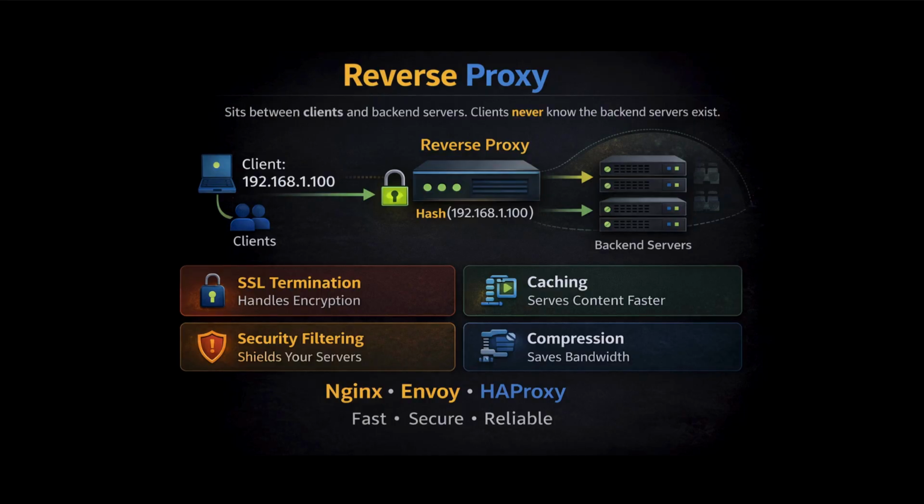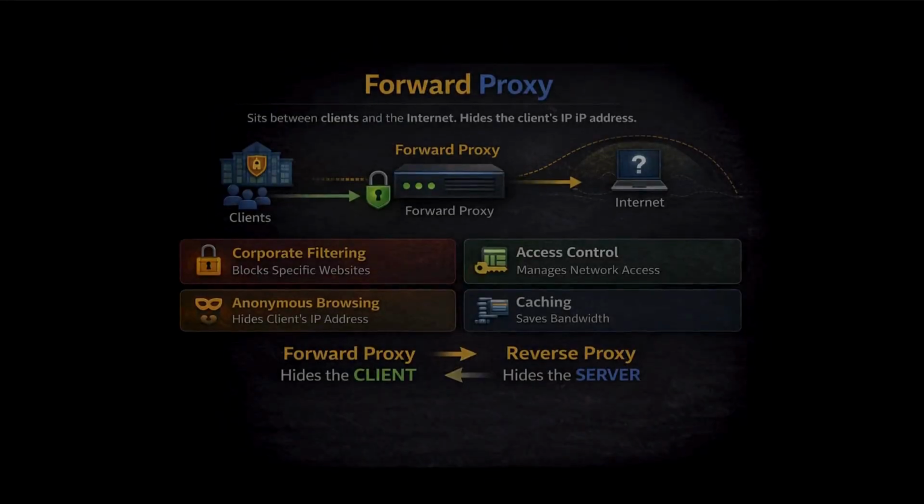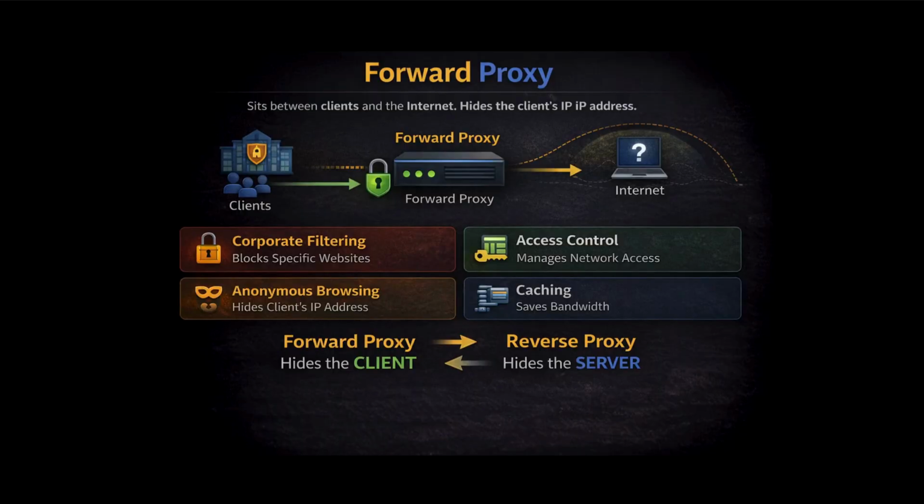But there is another side to this, the forward proxy. While a reverse proxy protects the server, a forward proxy sits between the clients and the internet. Think of a corporate network or a school. When you try to visit a website, your request goes to the forward proxy first. It's used for corporate filtering, that is, blocking specific websites, access control, that is, managing who can go where, anonymous browsing, hiding the client's true IP from the internet, caching, that is, saving bandwidth by storing frequently accessed web pages. Essentially, a forward proxy hides the client while a reverse proxy hides the server.